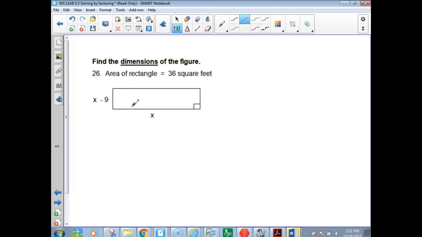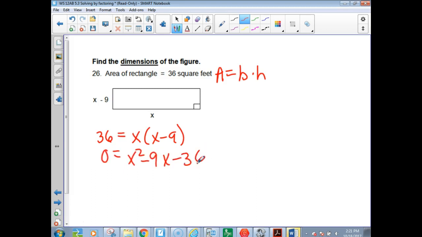We need to look at the area. Back in Geo, hopefully you remember that area was base times height, or length times width. So if the area is 36, we're going to pop in a 36 for the A. We're going to put in an x for the base and an x minus 9 for the height. By substitution, we're going to set it to 0 and distribute. Okay, so I subtracted 36 from both sides and distributed. Now I'm going to factor to solve by factoring.